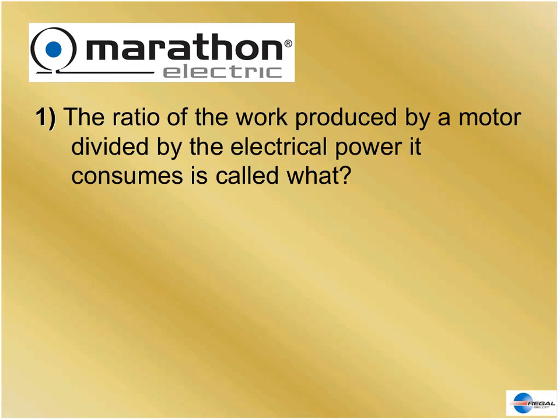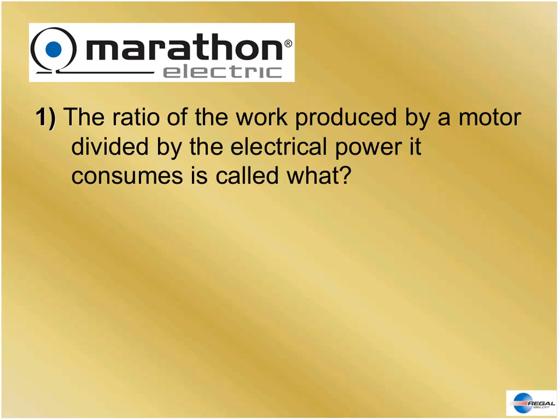We have work produced, we have electrical power consumed. What is that ratio? Efficiency. That's how we measure the efficiency of the motor. By the way, an electric motor of any significant size is about 3 or 4 times more efficient than a fossil fuel engine of the same size. In other words, a 50 horsepower motor is about 90% efficient, and a 50 horsepower engine is about 25% efficient.